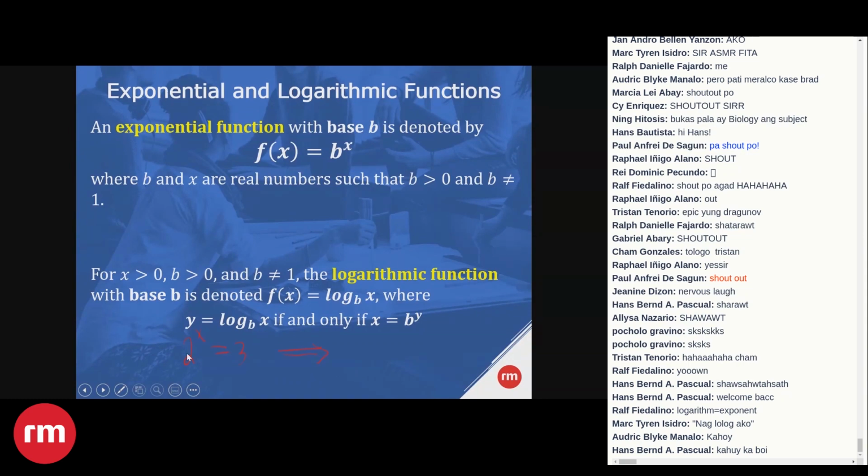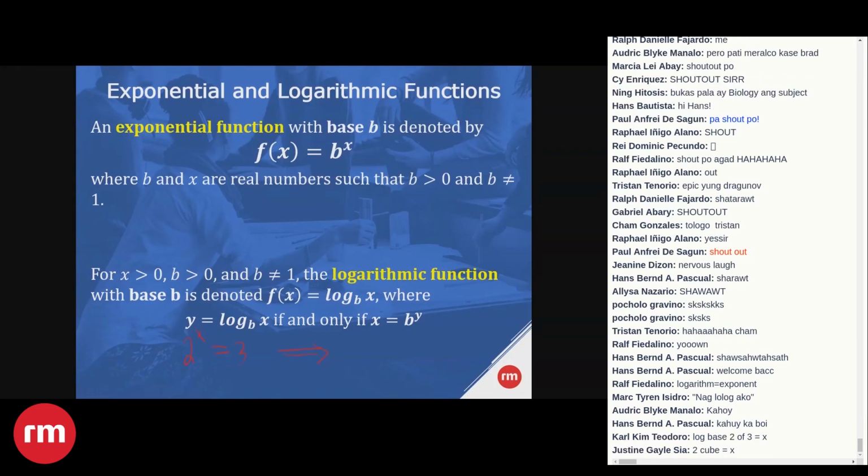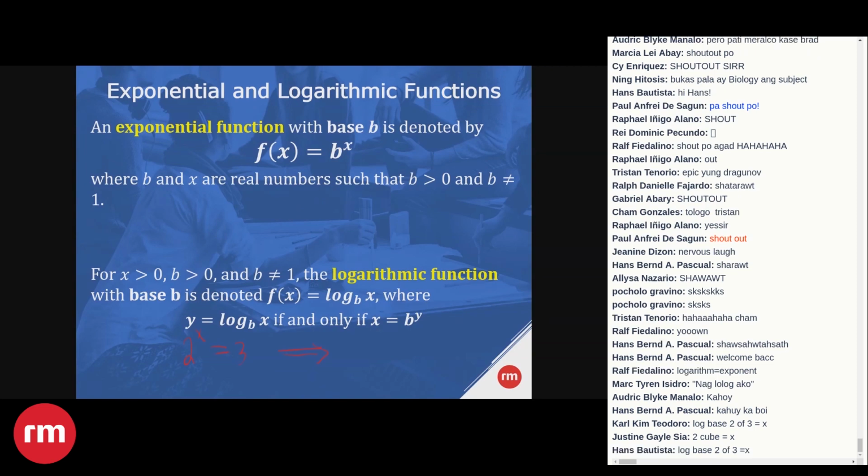So the base is 2. Then you have to have the word log. And then you exchange the positions of x and y. So what will that be in terms of logarithmic form? 2 cubed equals x. I think you forgot the term logarithm. It should be logarithm to the base 2 of the good.